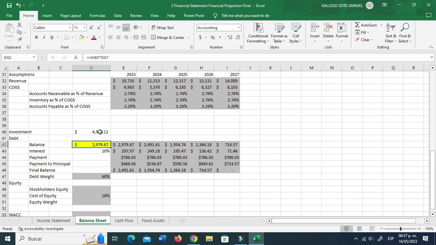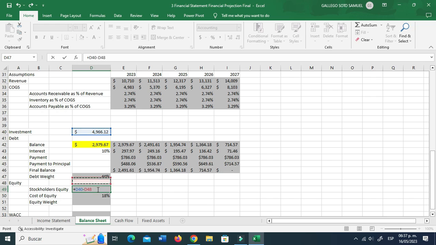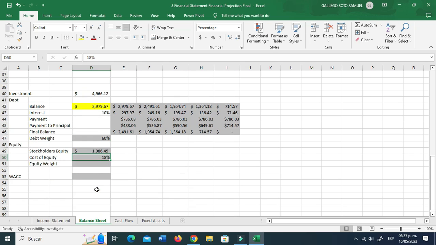the money that the bank is providing out of the almost $5,000 or 5 million, whatever you say, that we need for this project. Initially for this project, the bank is providing 2,979. So the stockholders are gonna be providing the rest, right? And I know this is like 40%, but let's find out just using the formula, which is actually the same.